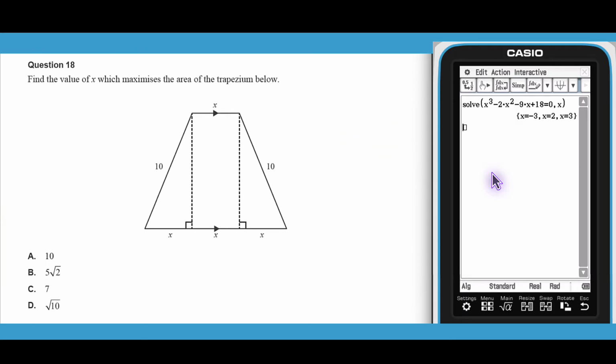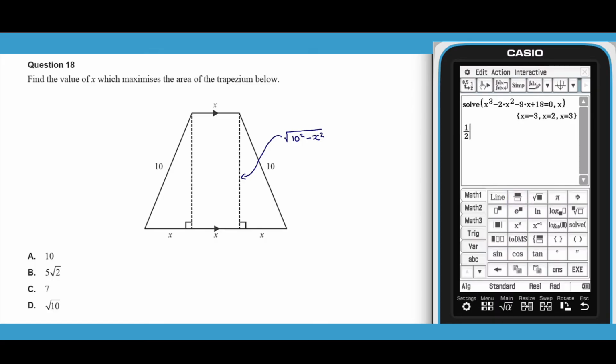Question 18 involves finding the value of x that maximizes the area of this trapezium. To find this maximum, first we'll need an expression for the trapezium's height in terms of x. This can be found via a quick application of Pythagoras' theorem. With that, we can enter into ClassPad's main app an expression for the area of the trapezium in terms of x, based on the area formula a half times the sum of the parallel sides times the height.